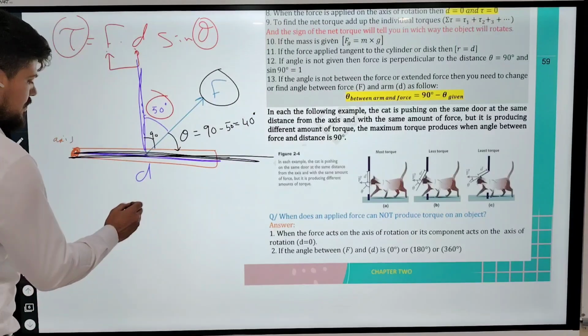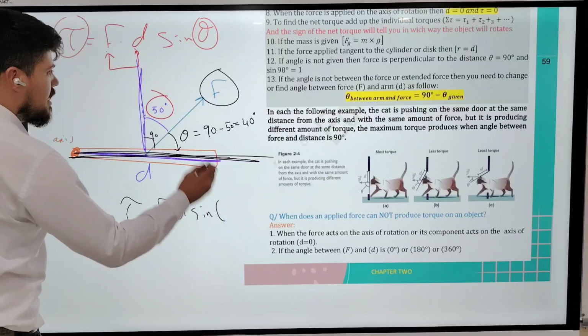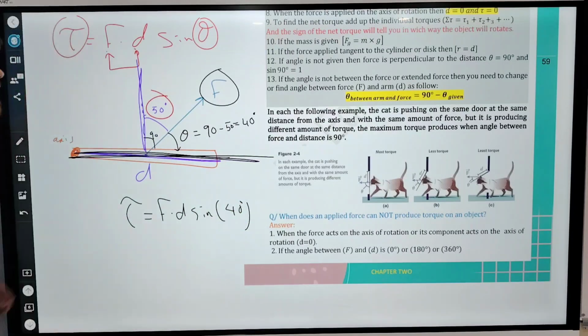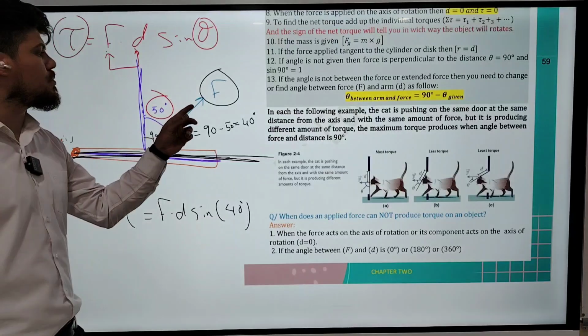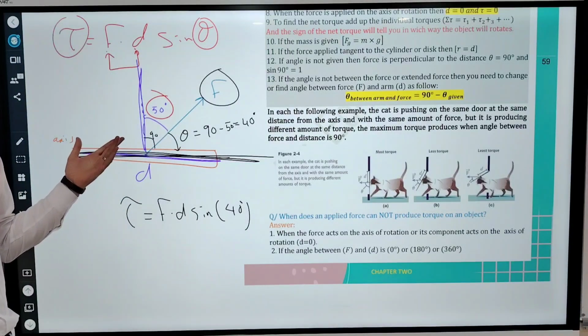So in that case you have to use F D sine 40 or 50? 40. Why? Because 50 was not given between force and distance. The 50 degrees is between the force and the perpendicular line.